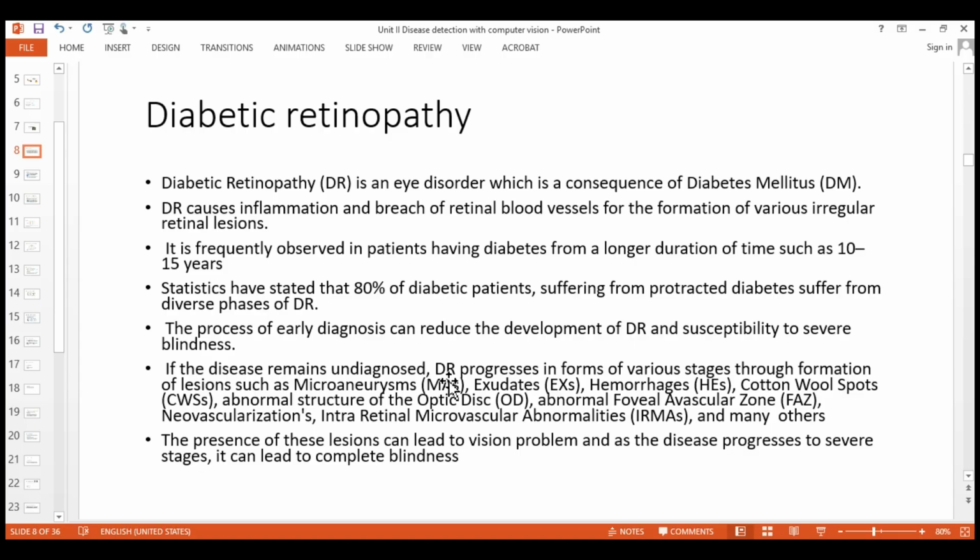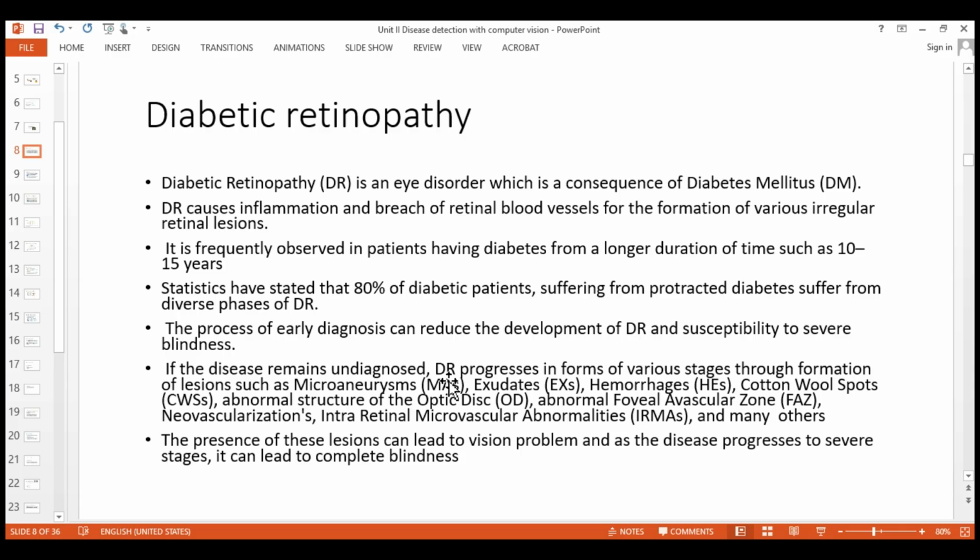Let us talk about another most talked about topic when we talk about eye disease: diabetic retinopathy, or shortly known as DR. It is an eye disorder which is a consequence of diabetes mellitus. That is, a patient continuously suffering from diabetes has a high chance of being affected by diabetic retinopathy. DR causes inflammation and breach of retinal blood vessels, leading to the formation of various irregularities in retinal lesions.